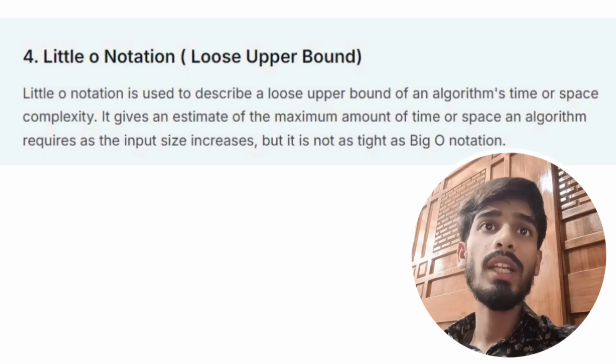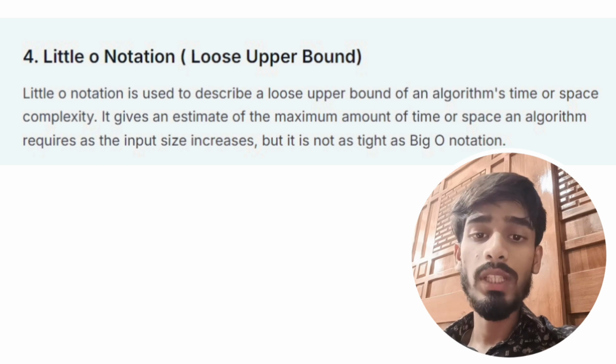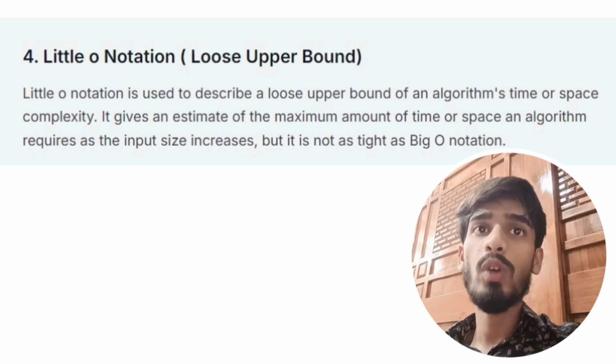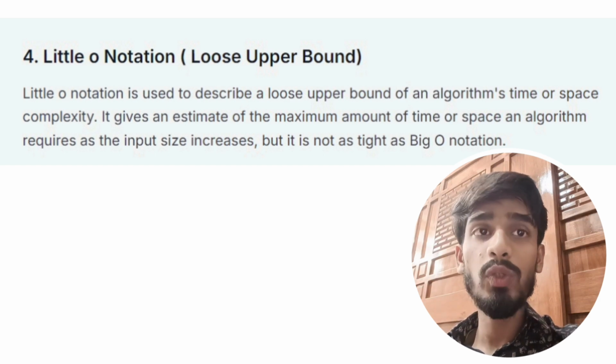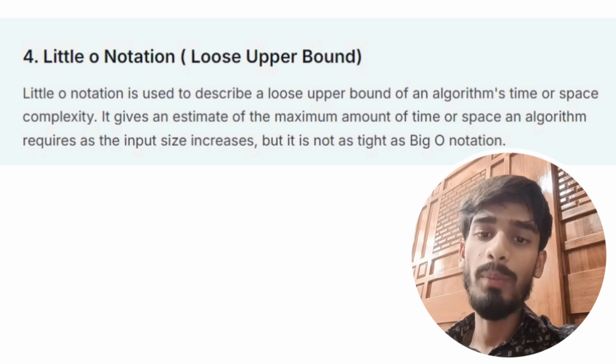Fourth is little o notation. We also call it as loose upper bound. Little o notation is used to describe a loose upper bound of an algorithm's time or space complexity. It gives an estimate of the maximum amount of time or space an algorithm requires as the input size increases, but it is not as tight as big O notation.